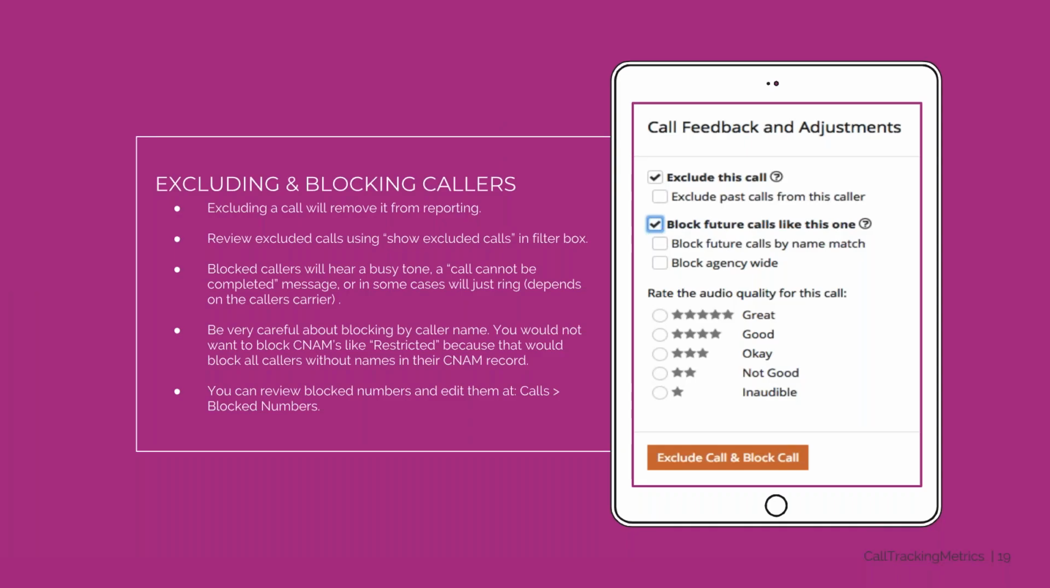All right, so this is if you hit the flag option. We can have the option to exclude this call. So that will actually just remove it from the call log itself and its reporting. And then with that, we can exclude all past calls from that caller. So I have the option to exclude just that one, or if I really want to delete the history of this person, I can do that.